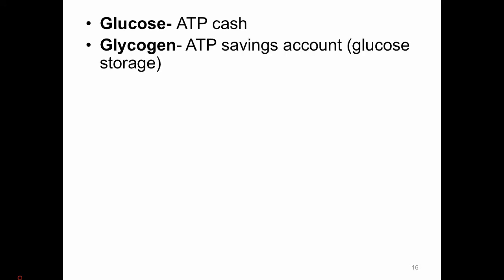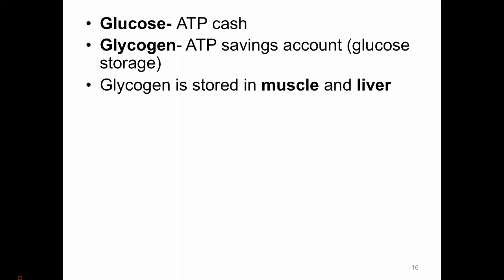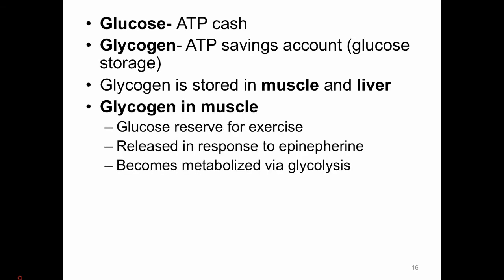So glucose, I like to think about it as ATP cash. Glycogen is like an ATP savings account because this is how glucose is stored and it can be quickly released to get energy from it. Glycogen is stored either in the muscle or the liver tissues. Glycogen in muscle is a glucose reserve for exercise. It's released in response to epinephrine, and it becomes metabolized through glycolysis once the glucose residues are released.